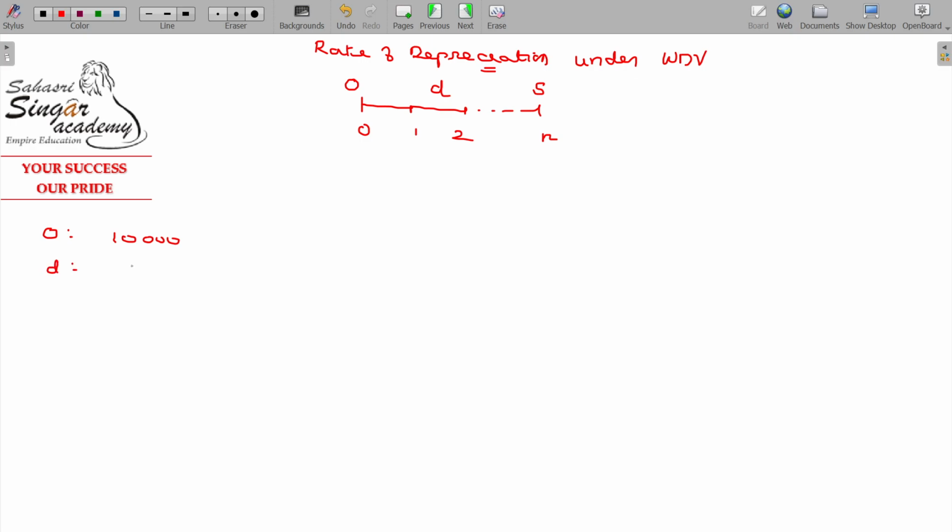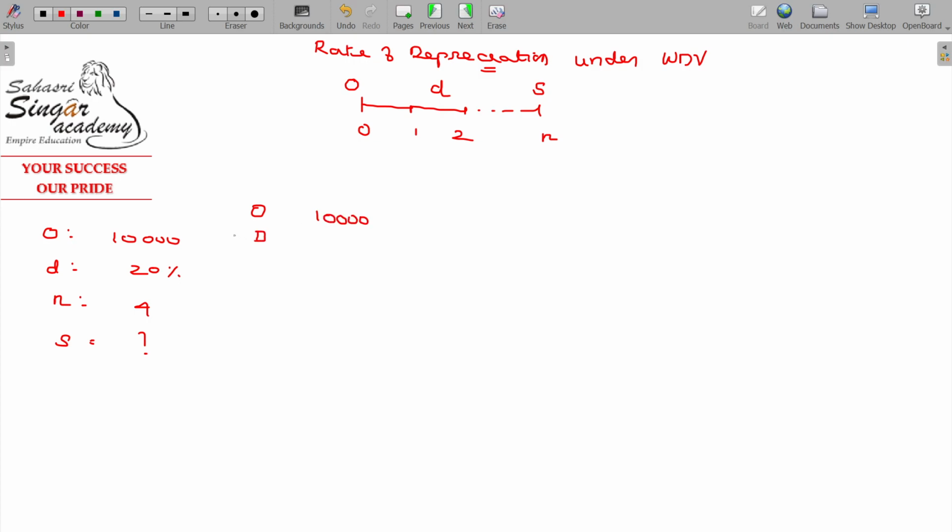Take the rate of depreciation as 20%, and the life of the asset as 4 years. What will the scrap value be by the end of the 4th year? What will you do? Original value 10,000.